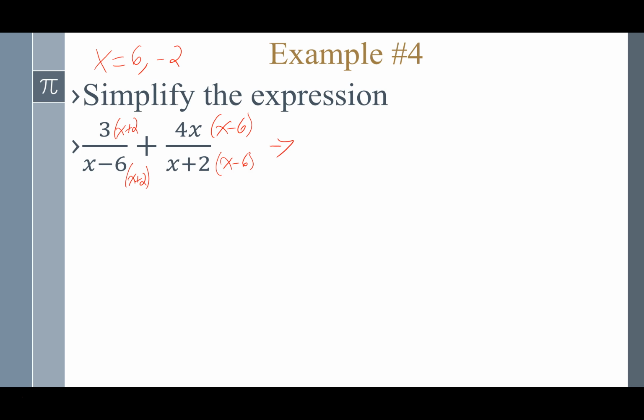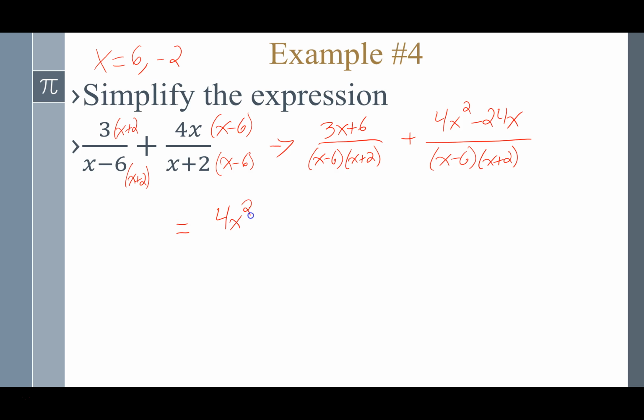That's an arrow, not a 7. So then when we distribute, we'll get (3x + 6) over (x - 6)(x + 2), and then plus (4x² - 24x) over, again, (x - 6)(x + 2). So when we combine the two numerators, 4x² doesn't change. 3x - 24x will give us a -21x, and then plus 6, all over (x - 6)(x + 2).